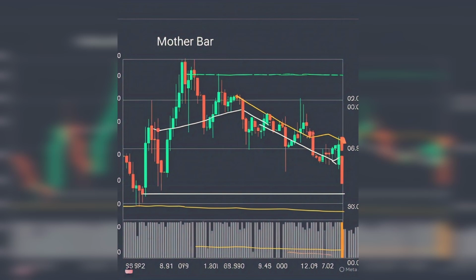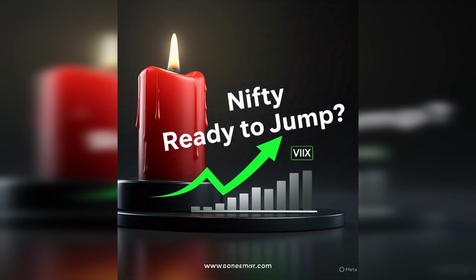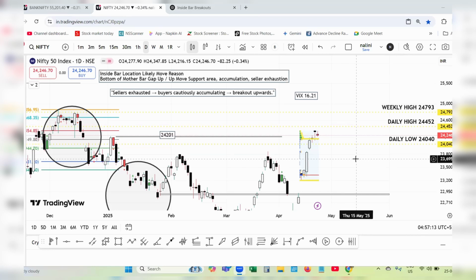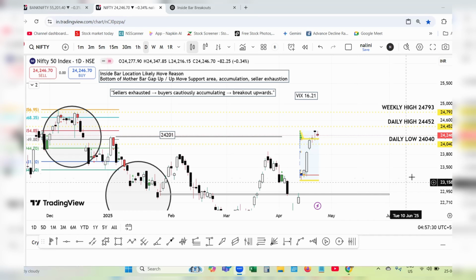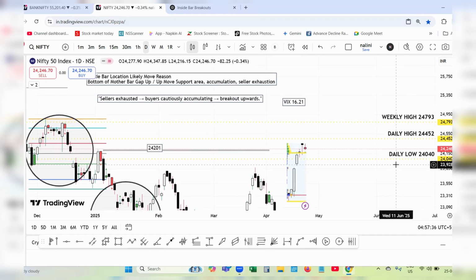Based on the India VIX at 16.21, I have calculated the levels for today's trade: 24,040 on the lower side and 24,452 on the upper side. The weekly high is 24,793, and the weekly low is 23,793. It has gone. You can note that down.